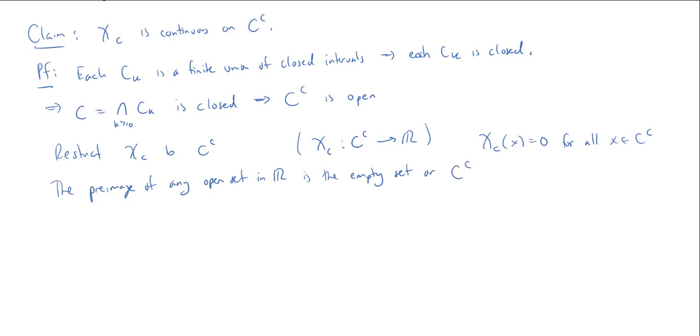In either case, these are open sets. And so the preimage of any open set is an open set, and that is equivalent to chi-C being continuous. So this implies that chi-C is continuous on C complement. Okay, so that finishes the proof. So now we know the indicator function on the Cantor set is discontinuous on the Cantor set and continuous off the Cantor set. All right.